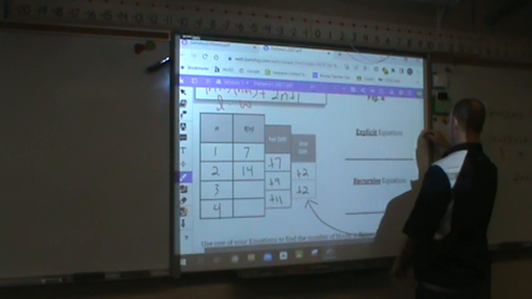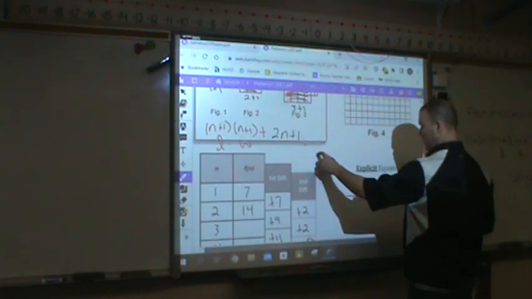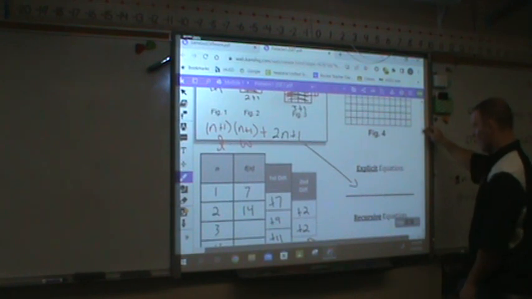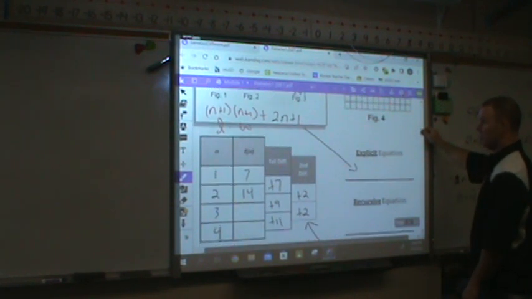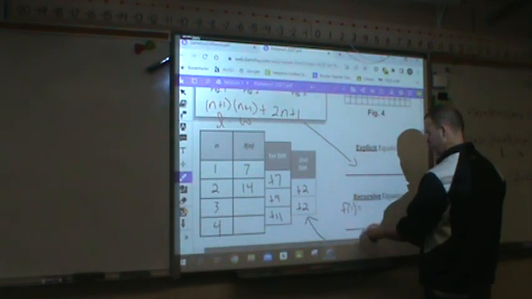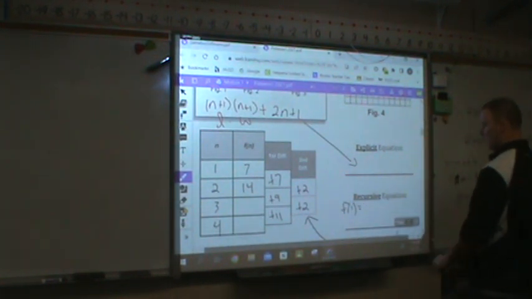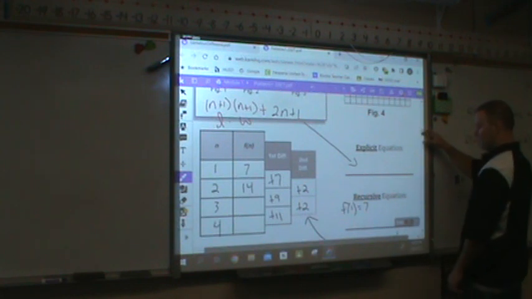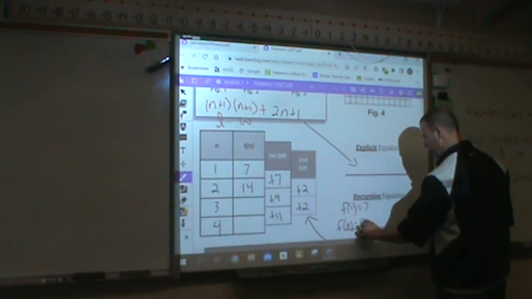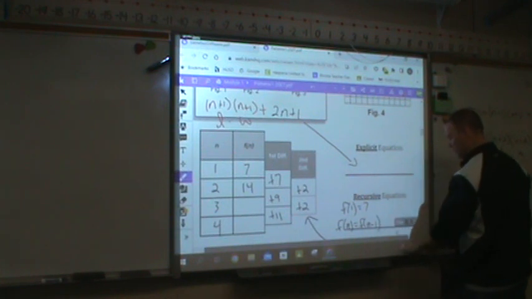So here is your explicit equation. You can just go ahead and copy that down in there. And then we'll look at the recursive if you need to pause and do that. The recursive should be f of 1. So pause me if you need to and come back. f of 1 is 7. So f of n is equal to f of n minus 1.